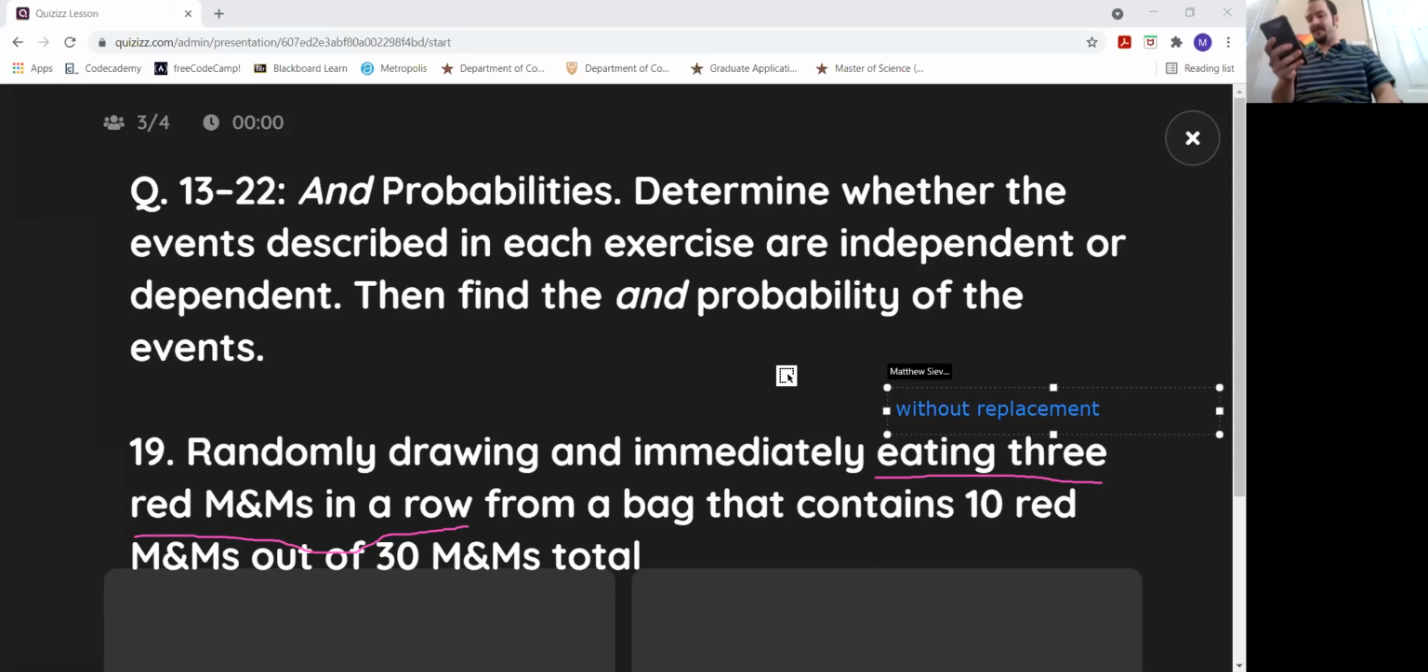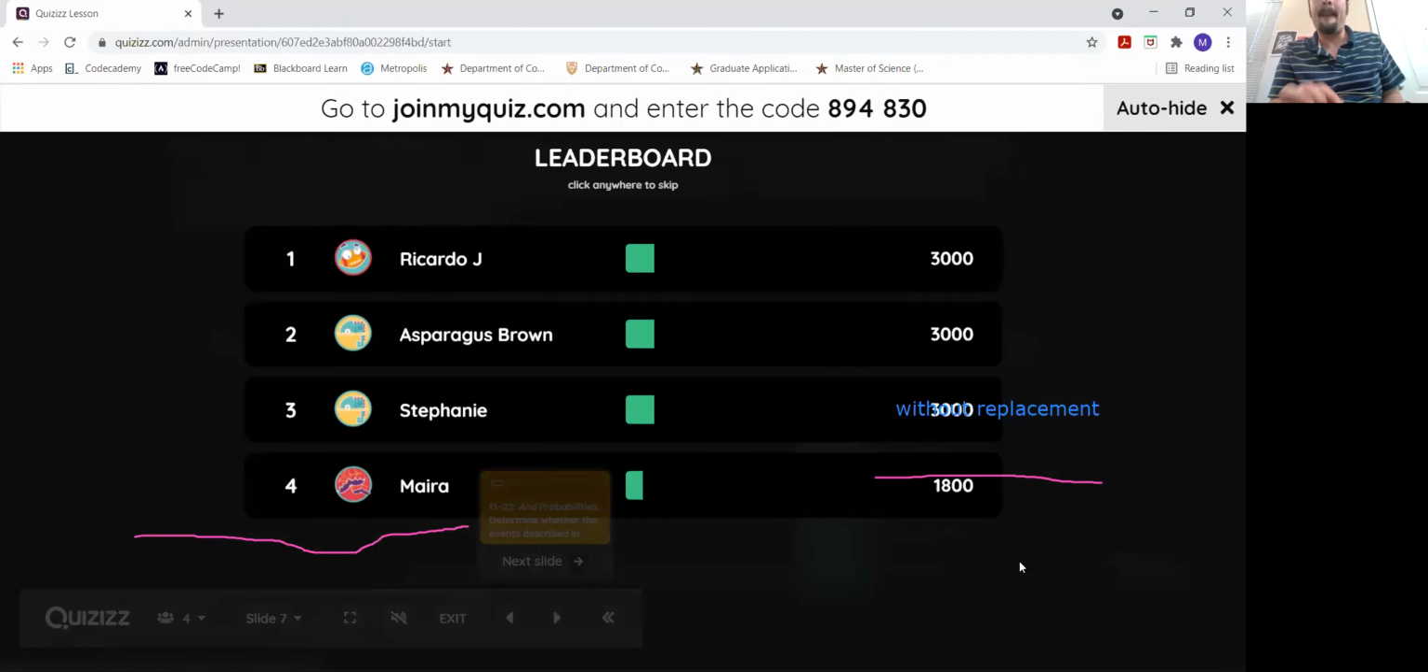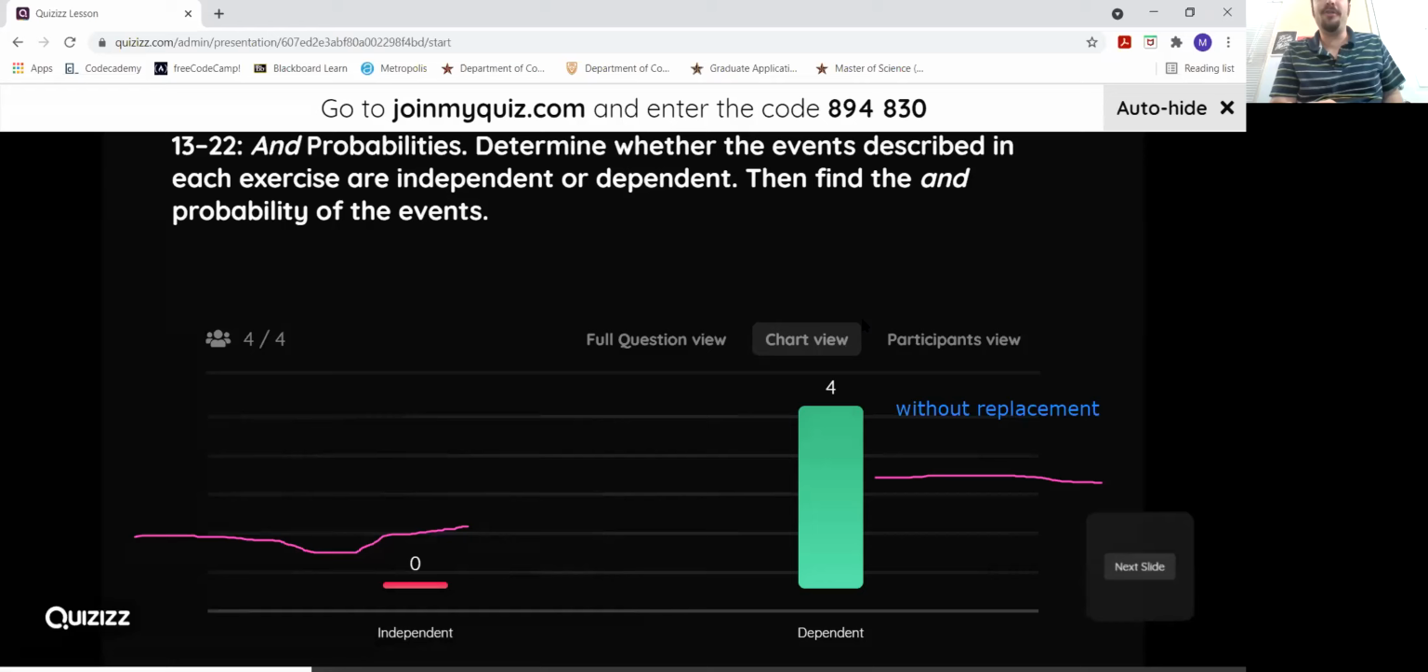And I'll talk a little bit more on the next slide about maybe how to figure that out. But if you're not replacing them, what's happening each time? When I draw my second M&M, what's it going to be? It's going to change a little bit. So I think, hopefully, I'll answer this correctly. Let's see. Yes. Okay. That's correct.